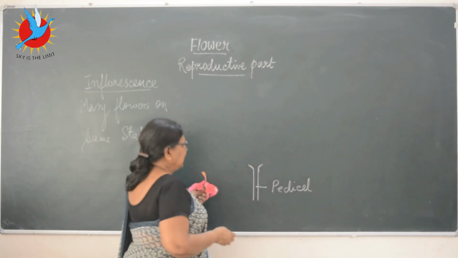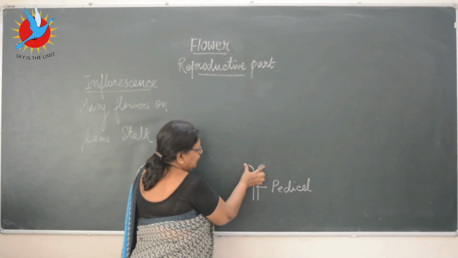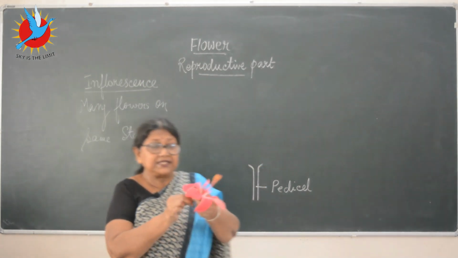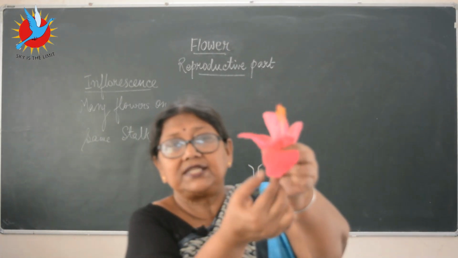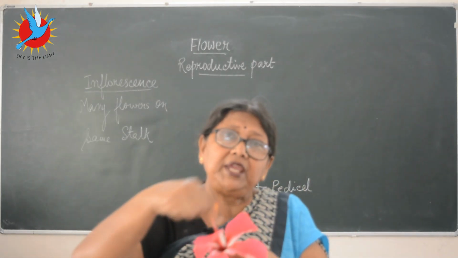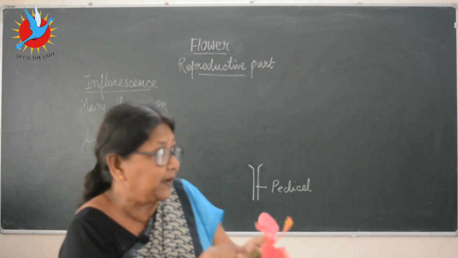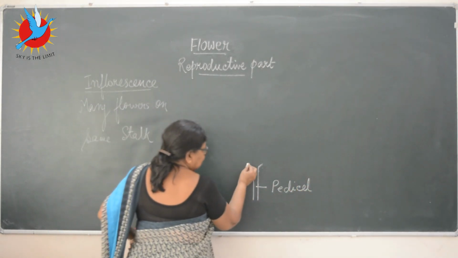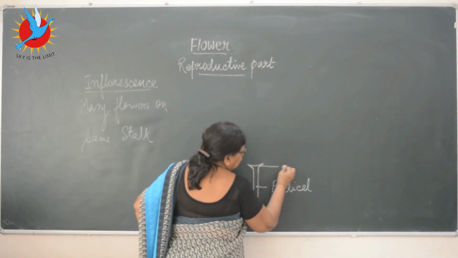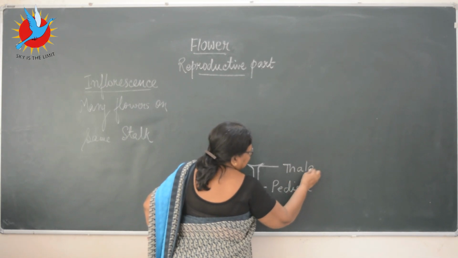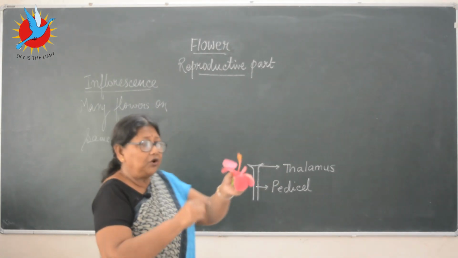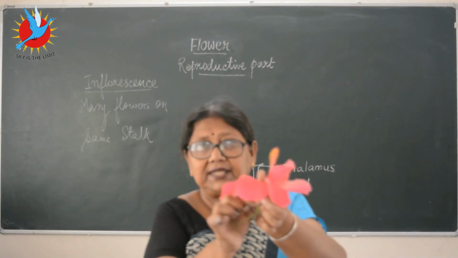pedicel. Now can you see the tip of the pedicel here, slightly flattened? This is the pedicel, but the tip here is slightly flattened. This flattened, swollen surface makes a base for all the parts of the flower to be formed. So the tip of this pedicel, which is slightly flattened and makes the surface for all the other parts to be formed, is called thalamus. So this is the pedicel and this is the thalamus.